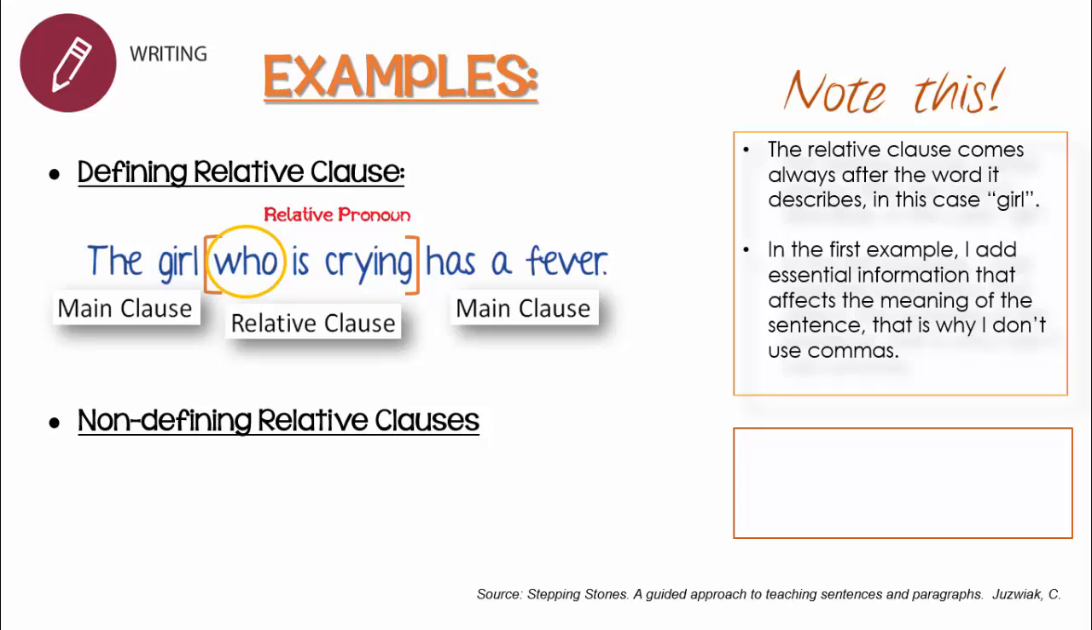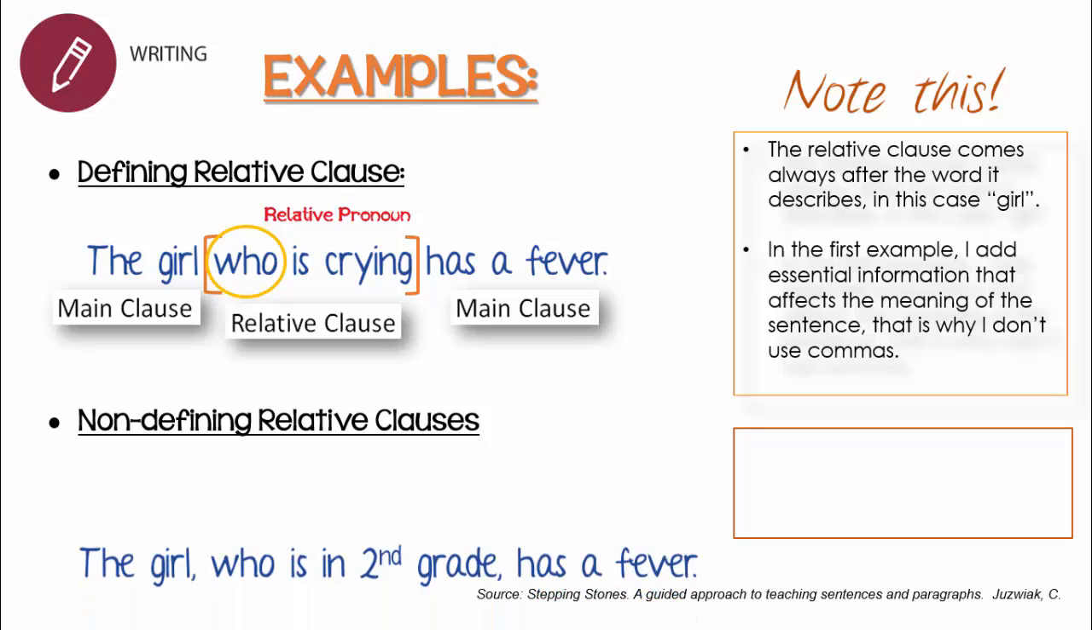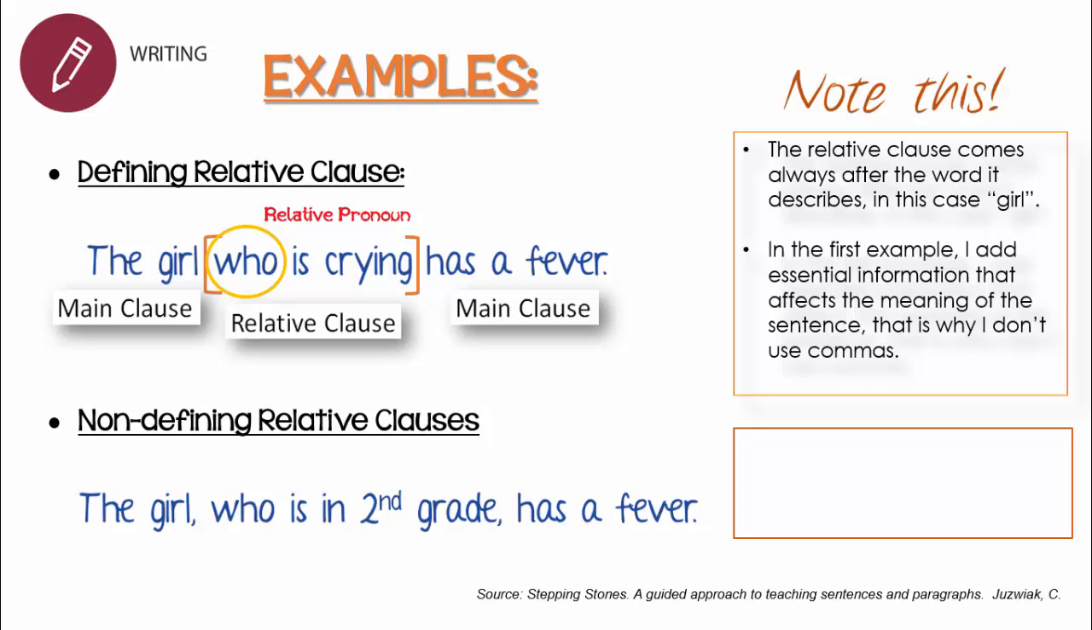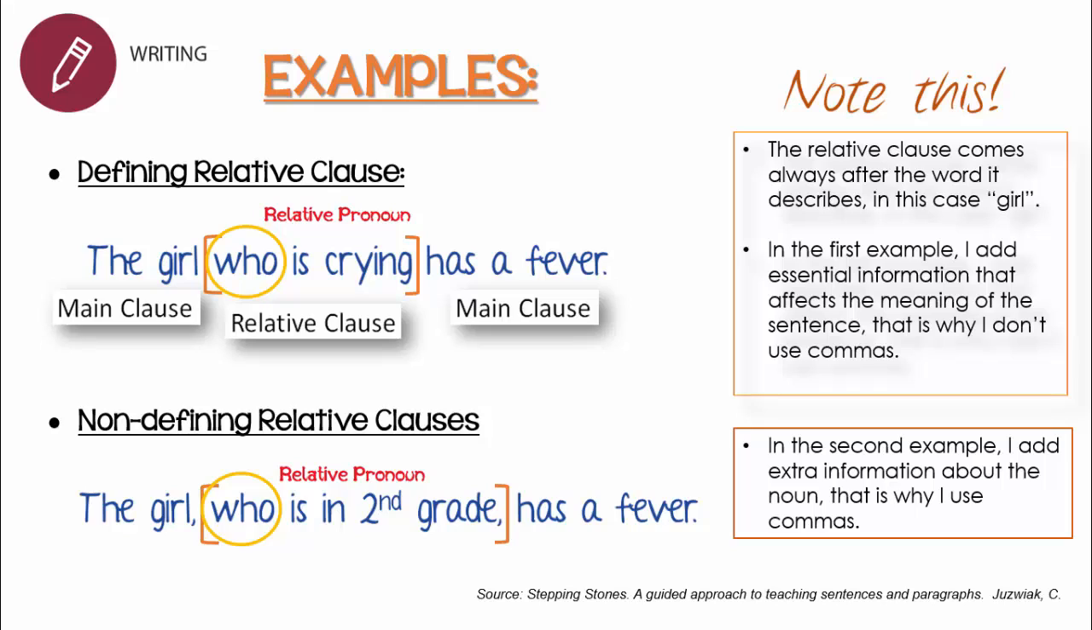Now let's see an example of a non-defining relative clause. The girl, who's in second grade, has a fever. Who is in second grade is a relative clause. Who is a relative pronoun. The girl has a fever is the main clause. In the second example, I add extra information about the noun, and that is why I use commas. I don't need to know that the girl is in second grade to identify the girl that has a fever.